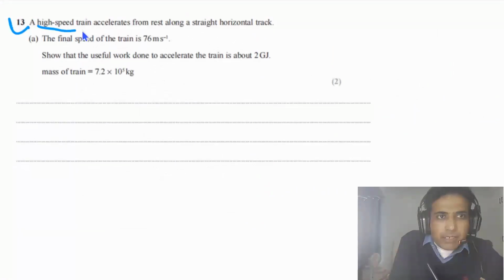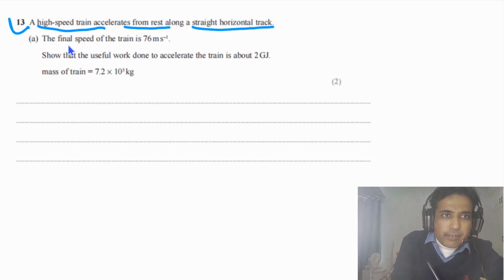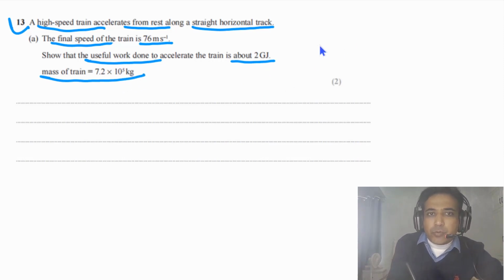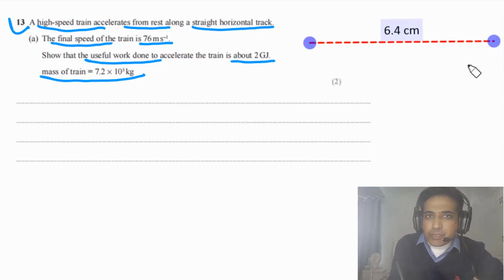Question 13 says a high-speed train accelerates from rest along a straight horizontal track. The final speed of the train is 76 meters per second. Show that the useful work done to accelerate the train is about 2 gigajoules, and mass of train is given to us. So first of all, we can simply sketch this.